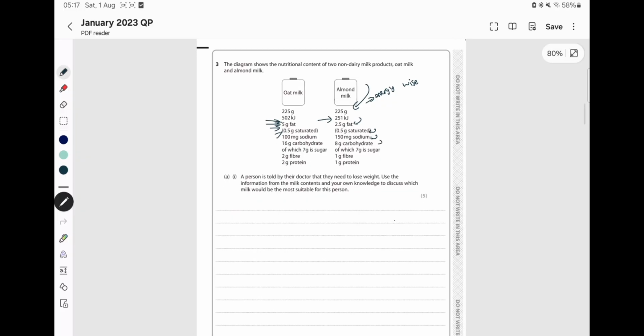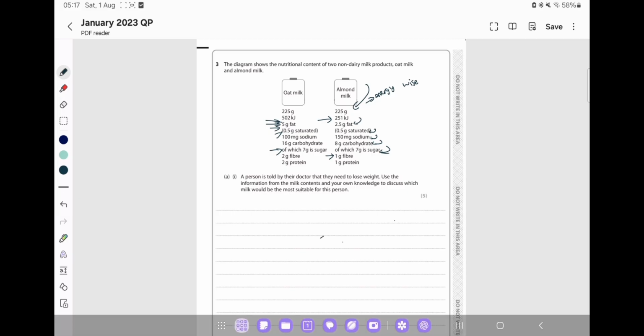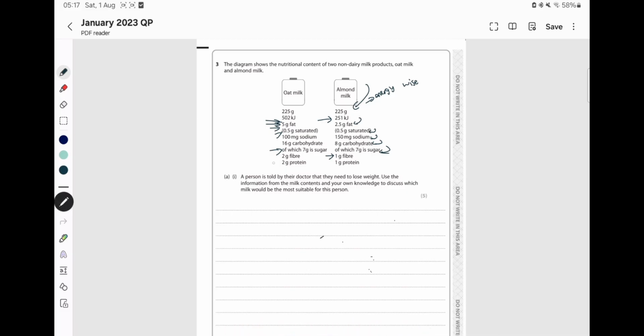Carbohydrate, we have, as you can see, fewer grams of carbohydrate for the almond milk, but we also have the same amount of sugar for both of them. Less fiber for almond milk, which is not good. Obviously, you like more fiber, as it reduces the risk of constipation. So here the oat milk gets a bonus, and it also has more protein, which is also a bonus. We want to balance out our diet. It provides more protein, which we need for growth.